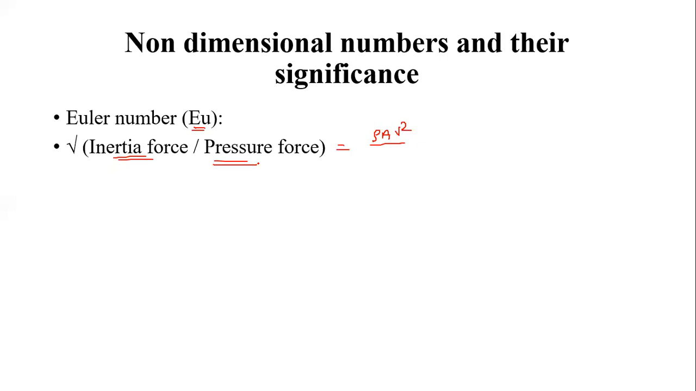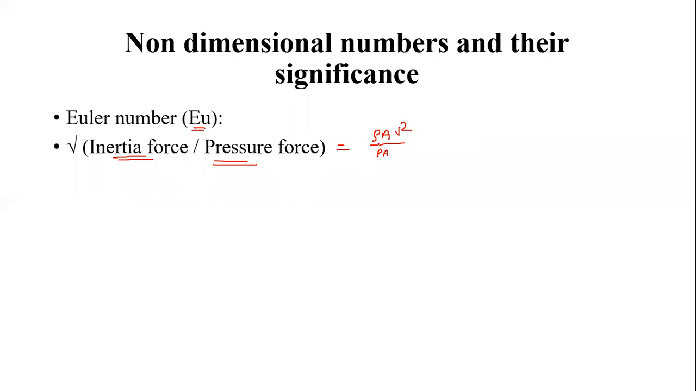Third one, that is Euler's number. Euler number we will talk about. It is denoted by Eu. It is the ratio of the square root of inertia force to the pressure force. Inertia force, once again, we know that is ρ A v square. Inertia force divided by pressure force, that is the intensity of pressure into area, that is P into A.